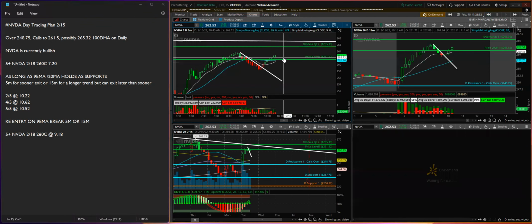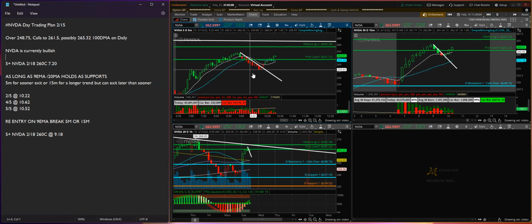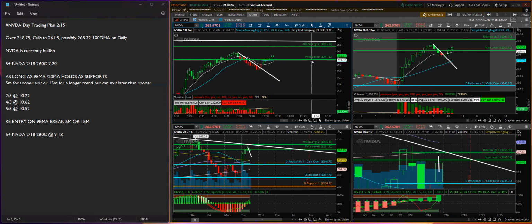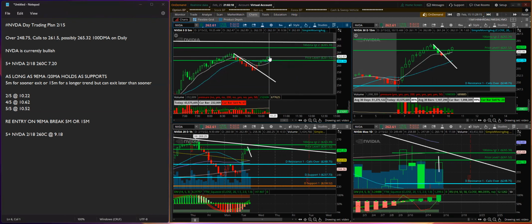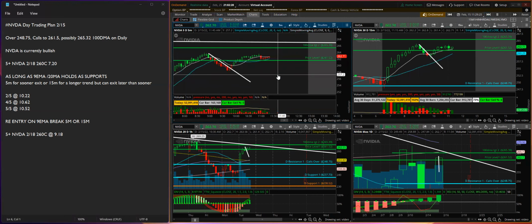Data is loading. Data is loading once again. We'll give it a couple seconds. This needs to reload. Still waiting for data to load. There we go. All right.